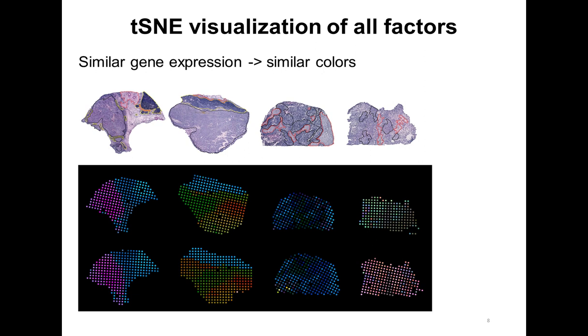So now we have these 20 clusters, and I will show a few of them, but here is a first visualization of all factors with T, S, and E in color space. Here, the spots with similar gene expression will get similar colors. Above are the H&E stained tissue images with annotation. And now I will highlight 2 of the samples.